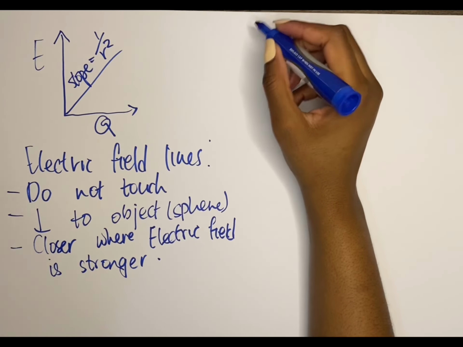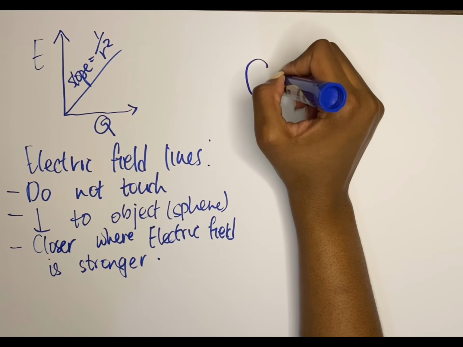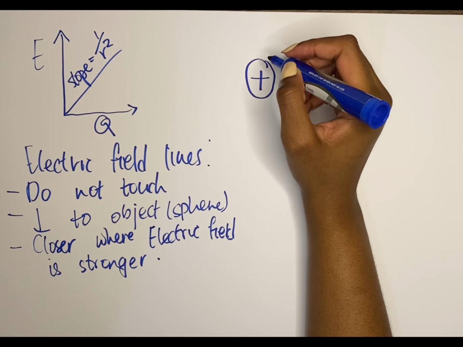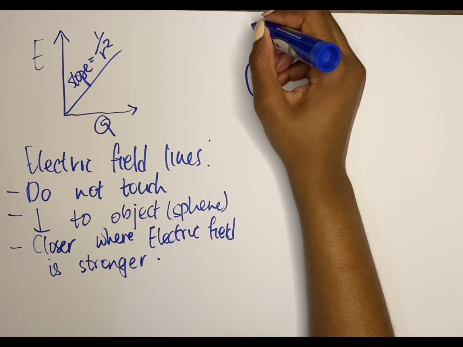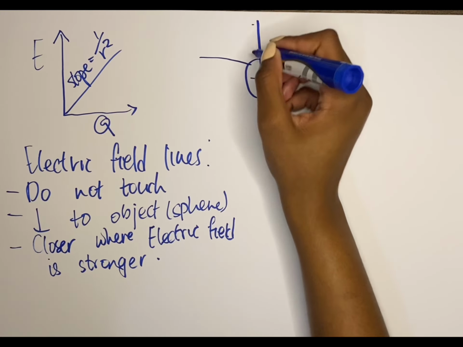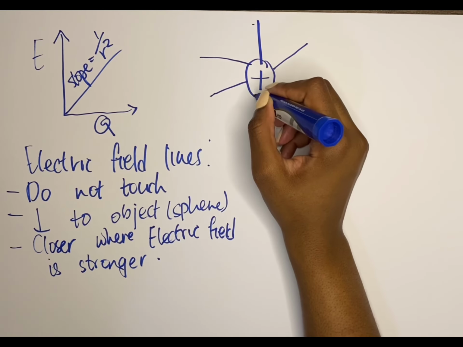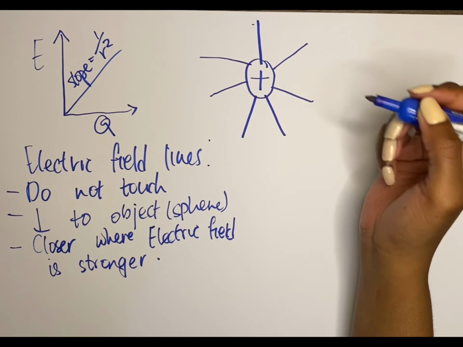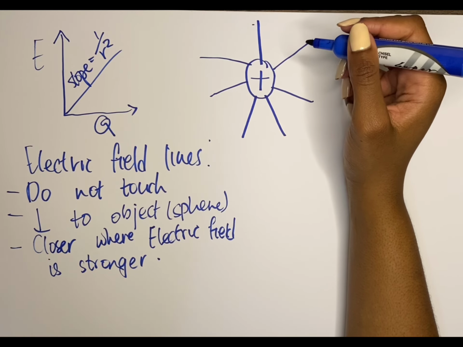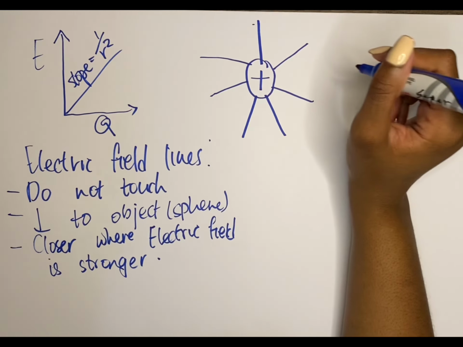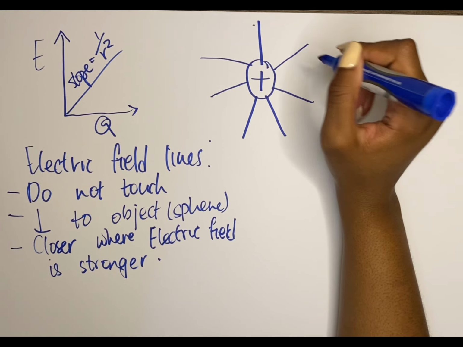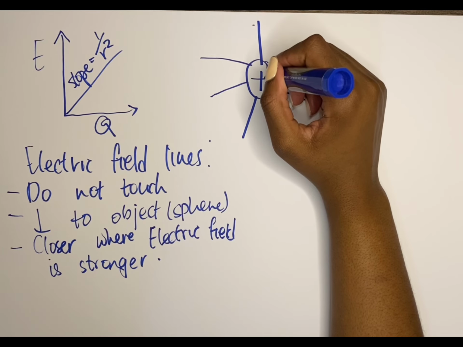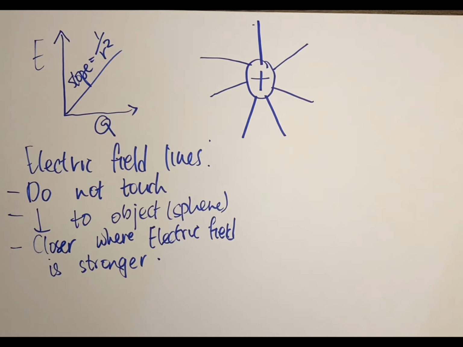So let's say you have a positively charged object. Then I said you can represent the electric field around the object using what we call electric field lines, right? So these lines, they must not touch. Now they have direction as well. When you look at a positively charged object, how do you determine the direction, whether the arrows are pointing out or in?